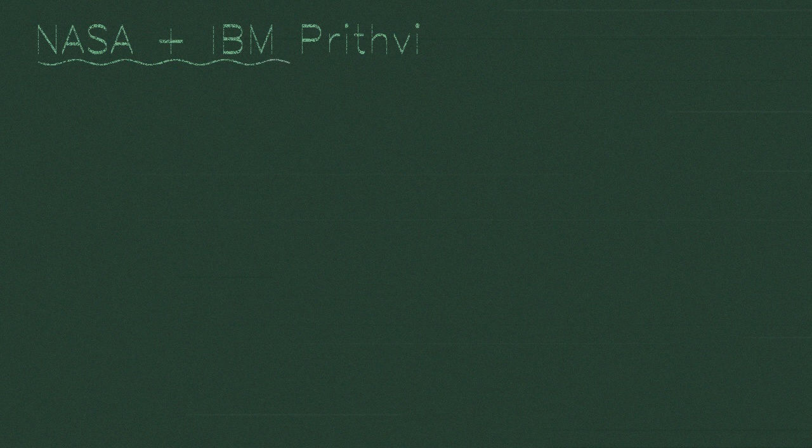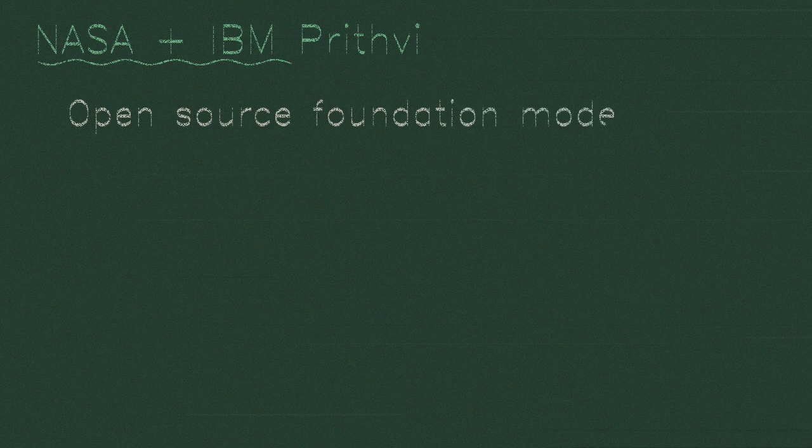Tell us about Prithvi specifically. Prithvi came out of a collaboration between NASA and IBM, and it is fully open source. They have already released fine-tuned versions for flood inundation mapping, burn scar mapping after wildfires, and multi-temporal crop classification.